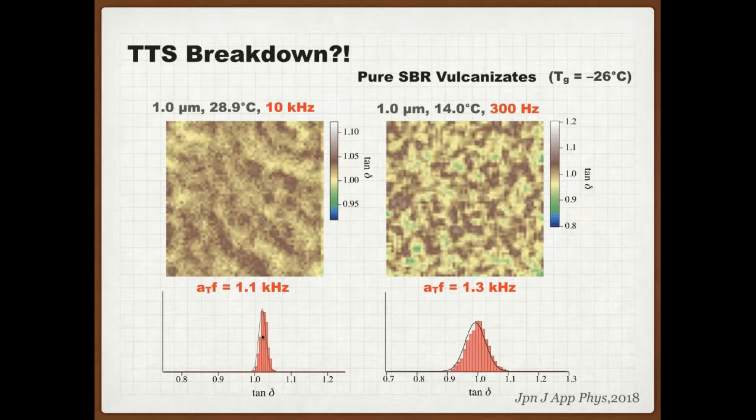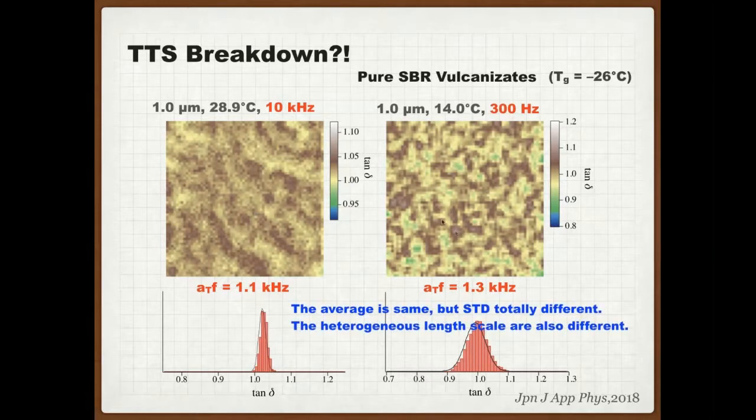As I mentioned, these two data have almost the same average value of near 1. But the standard deviation is totally different, and the appearance in the image is different. Length scales are different, and the deviations from the center values are also different. So this tells us a very important message. If the value is averaged over, then TTS is okay. But if you look at the nanoscale, then TTS can break down.